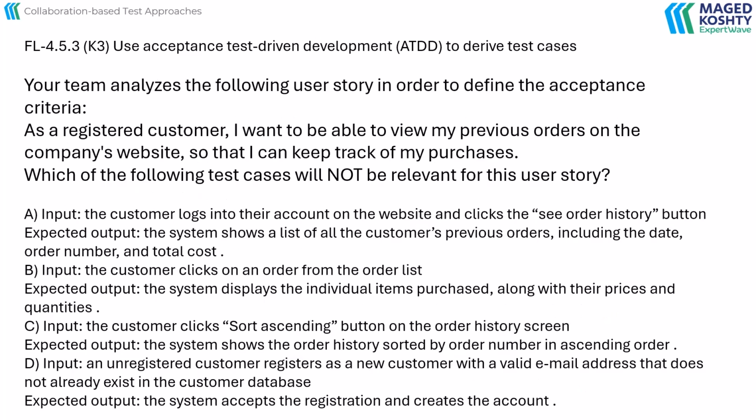Second question. Your team analyzes the following user story in order to define the acceptance criteria. As a registered customer, I want to be able to view my previous orders on the company's website so that I can keep track of my purchases. Which of the following test cases will not be relevant for this user story? So, we are looking for an invalid test case.